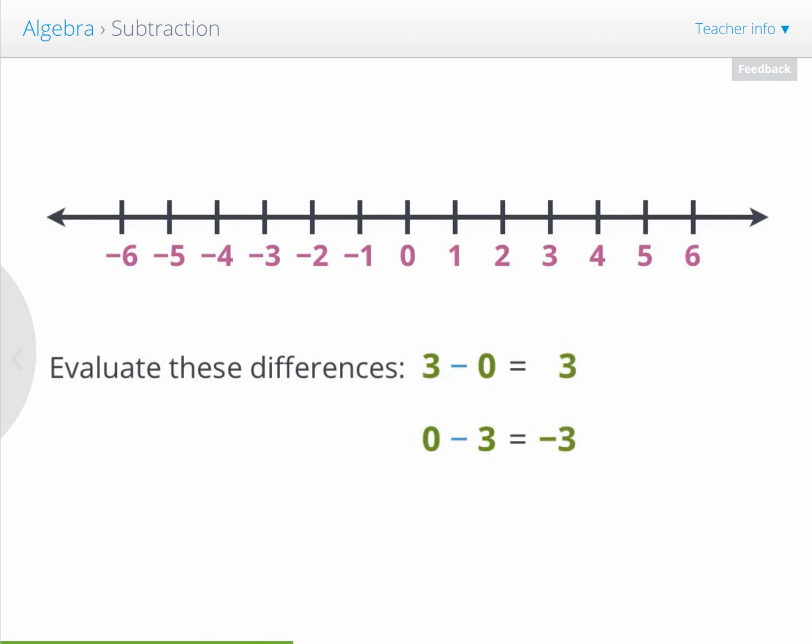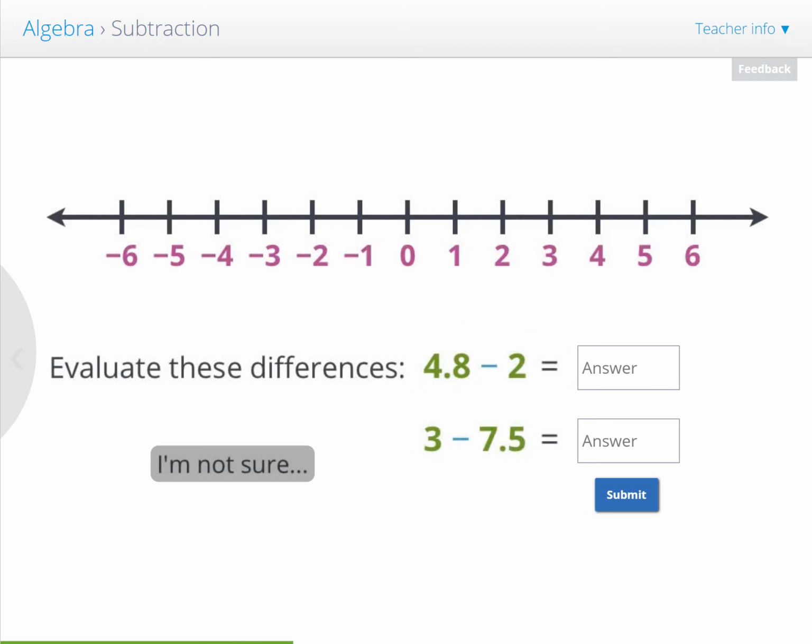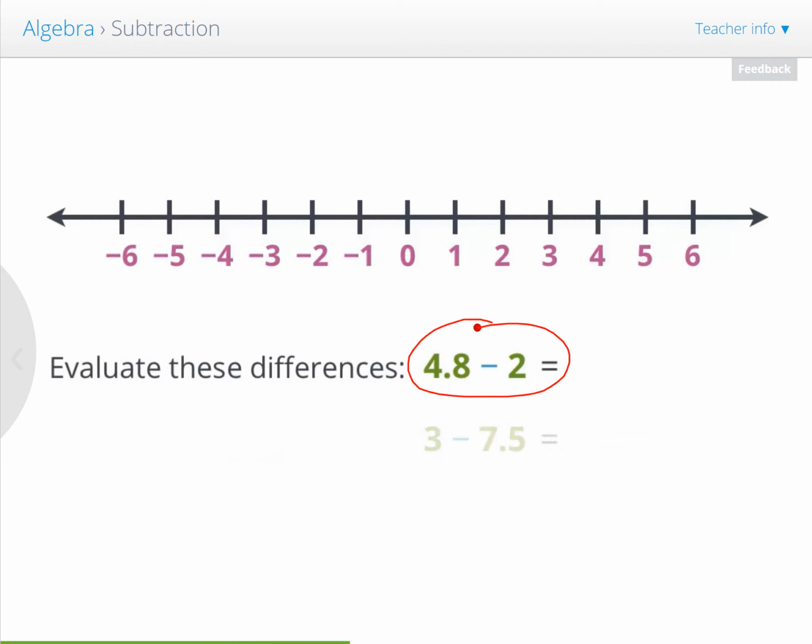Next, let's look at some decimals. What's 4.8 minus 2? And what's 3 minus 7.5? If you get stuck on these, just click over here and we'll figure them out together. Okay, no problem. First, let's look at 4.8 minus 2. Here's 4.8 on the number line. Subtracting 2 means we're moving 2 to the left, so 1, 2. That puts us over here.